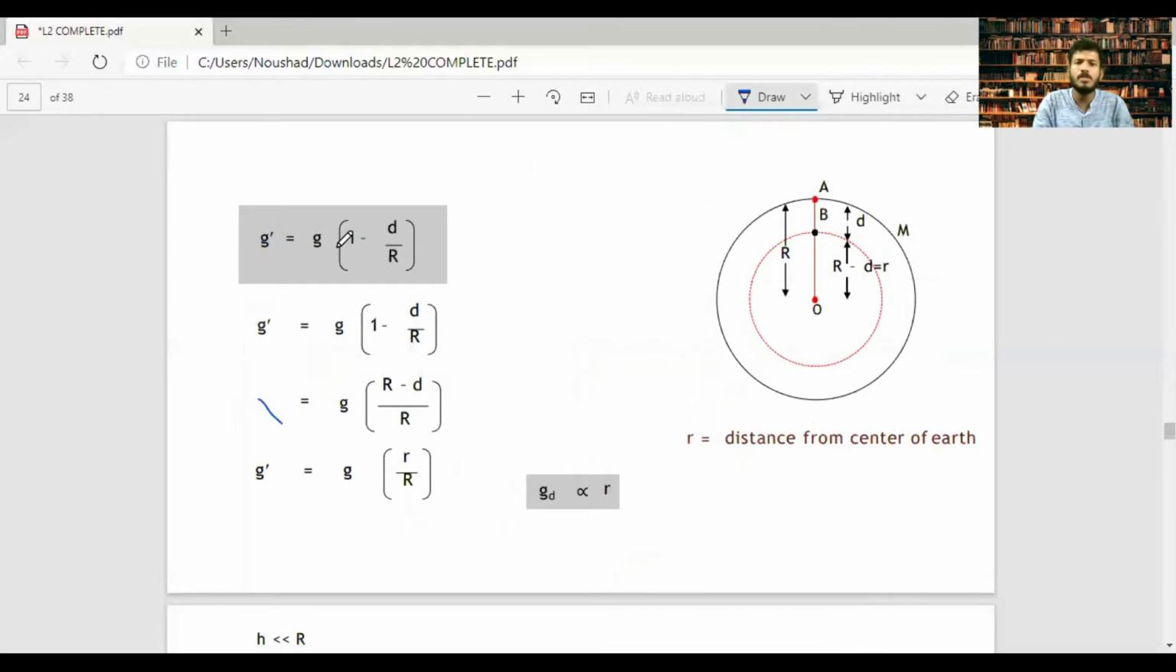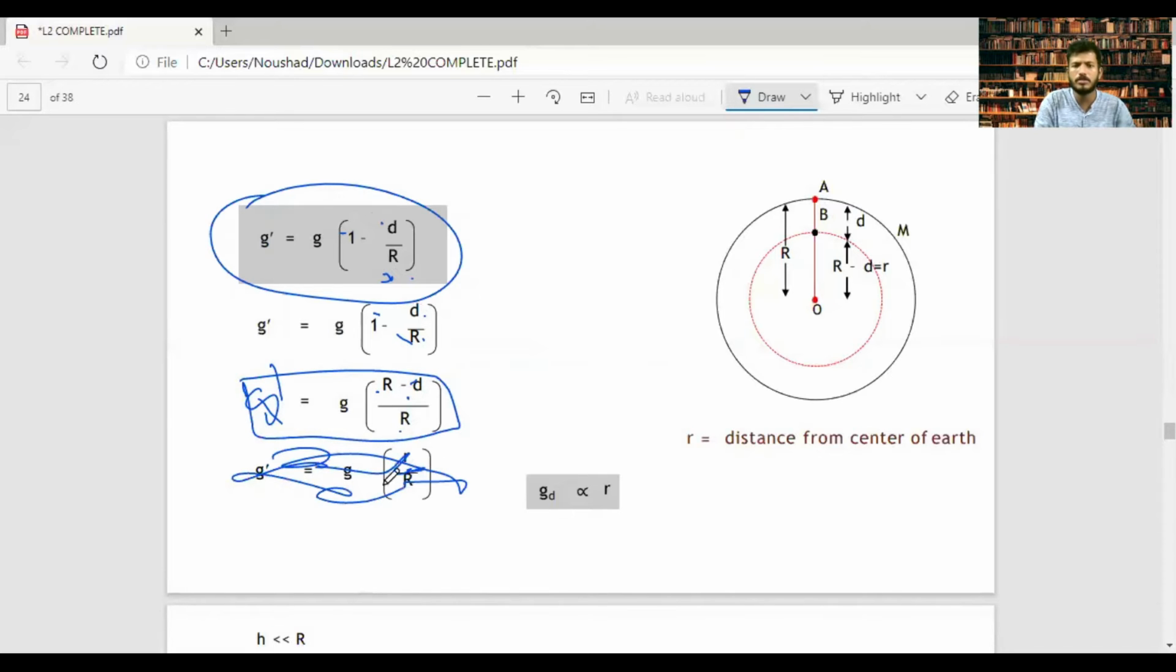And g dash is equal to g into 1 minus d by r, or g dash is equal to g into r minus d by r. This is a very relevant equation and a very simple equation. Okay, you must notice that equation, 1 minus d by r, or r minus d by r. Okay, it's very clear. This other equation is not wanted, it is not necessary.